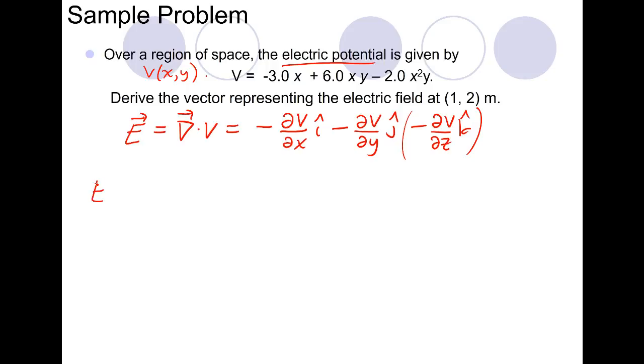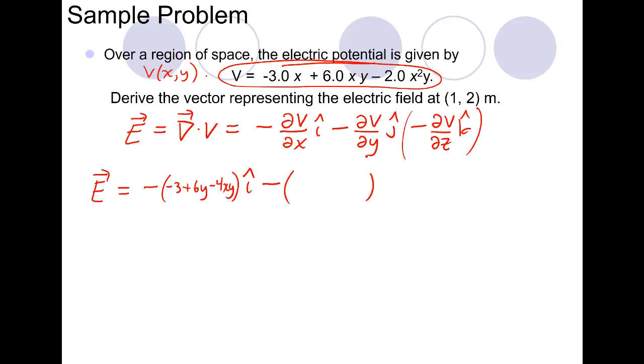So the electric field, generally speaking, is going to be negative. And then what's the partial derivative of our function with respect to x? Well, it's going to be negative 3 plus 6y minus 4xy. And that's all in the i hat direction. Okay? Put a negative sign. What is the partial derivative of our potential with respect to y? Well, the first term is going to give us 0. Second term will give us plus 6x, and then we're going to have minus 2x squared, and that's in the j hat direction.